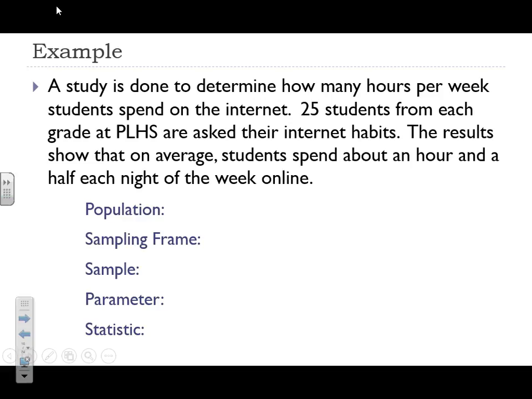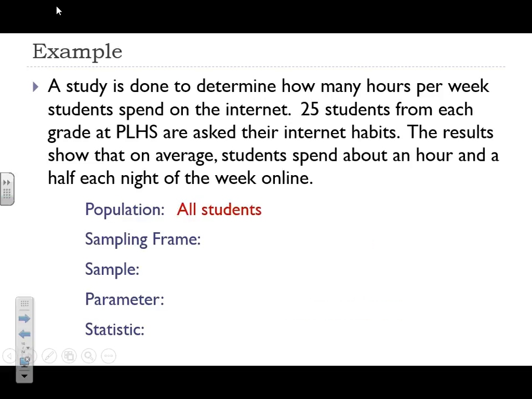Answers? All right. So let's start with Michael, Sam, and KJ. What do you guys think for the population of interest? All PLHS students? Does everybody agree with that? All students in general. That's the question. What do you guys think? All students. Yes.